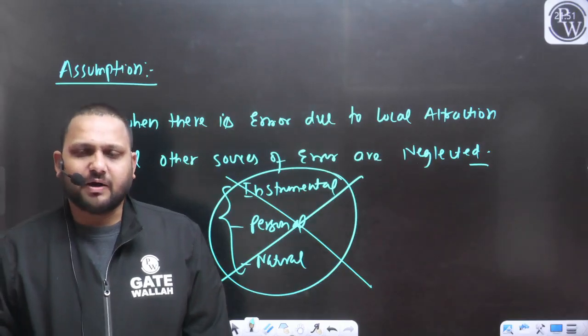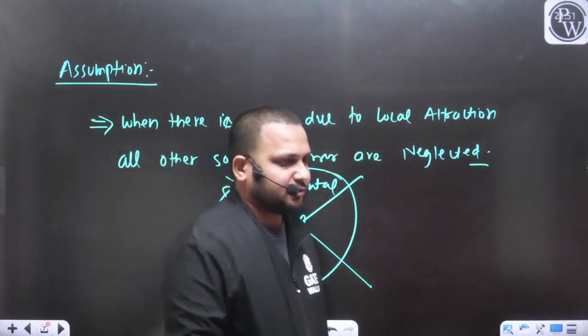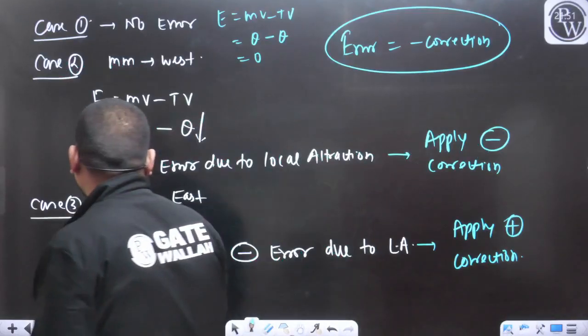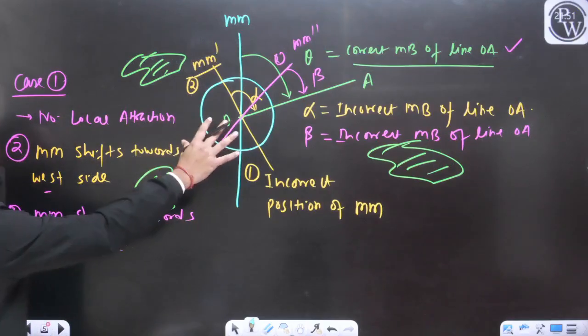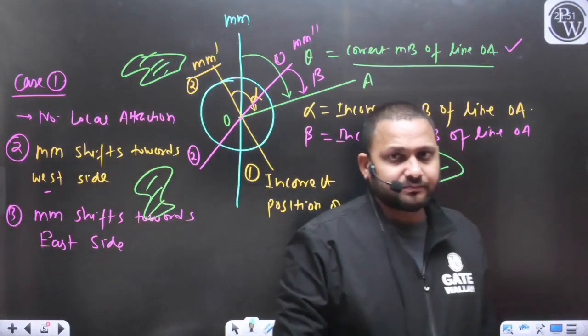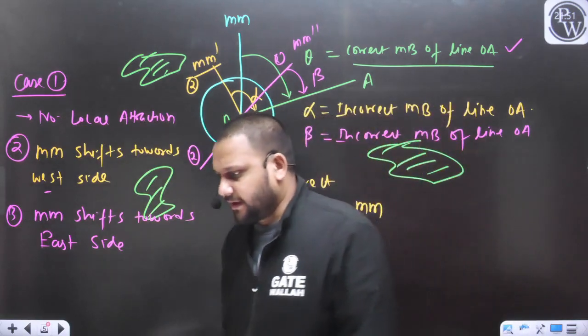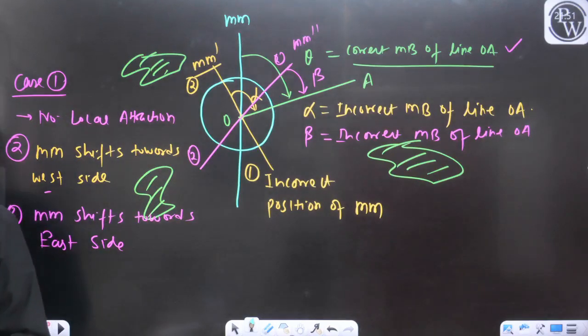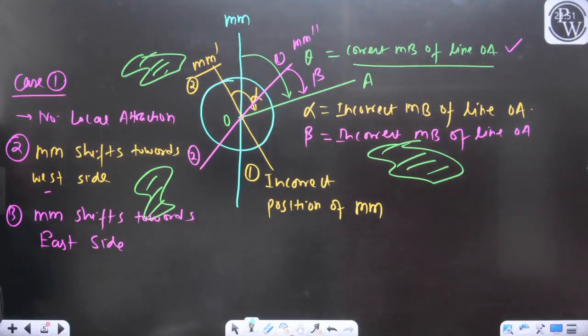In the case of compass surveying, our main objective is to find out the bearing. Here we have measured only bearing. Is there any term related to the length or the linear measurement? Is there any term that I have considered for the linear measurement or the distance? Answer is no. So local attraction problem will occur.